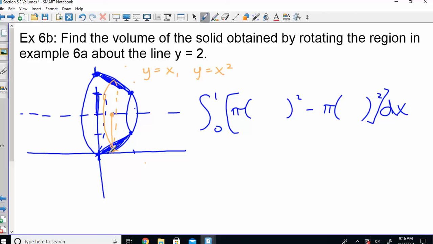So what we have to do is 2 minus x squared. 2 minus x squared would say you're going to start at 2, you're going to subtract off x squared, which would take you to here, and you get everything in between, which is what our radius turns out to be. Inside radius, that's just going from the line. We want to start at 2 and go down to the line, so we'll have to do 2 minus x.